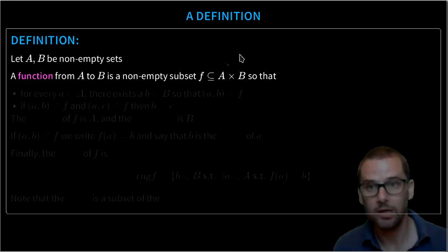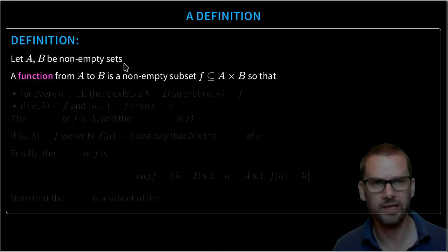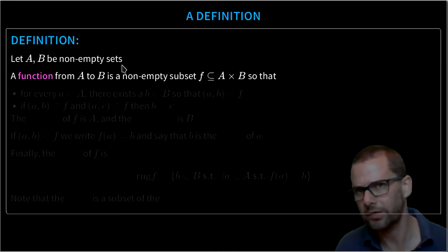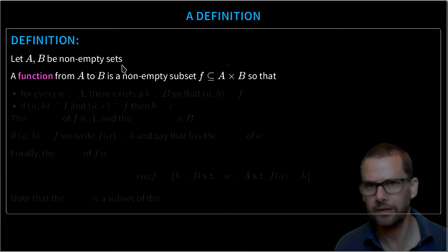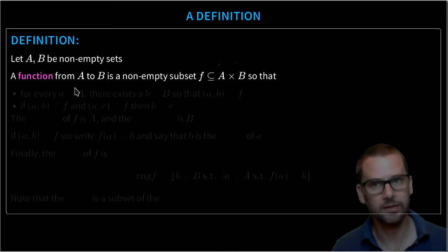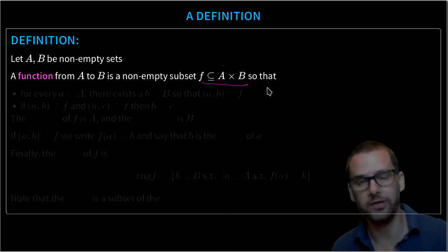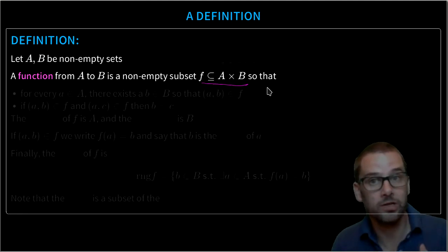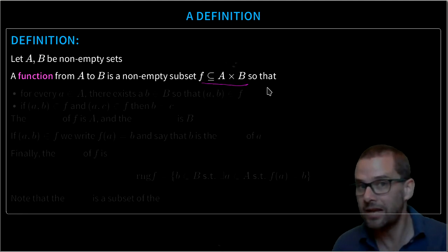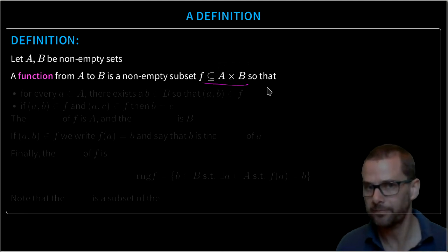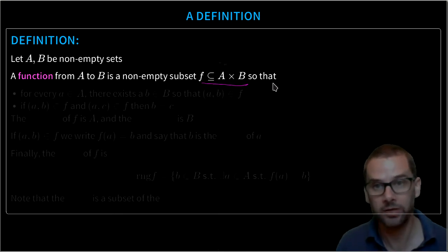Now, we can put all of this together to make a nice formal definition, which is what we'll do now. So let A and B be non-empty sets. It doesn't really make sense to define functions on empty sets, so we don't do that. Well, a function from A to B is a non-empty subset of A times B. So we're building on top of our definitions of sets and relations in order to define a function without anything to do with formulas or arithmetic.